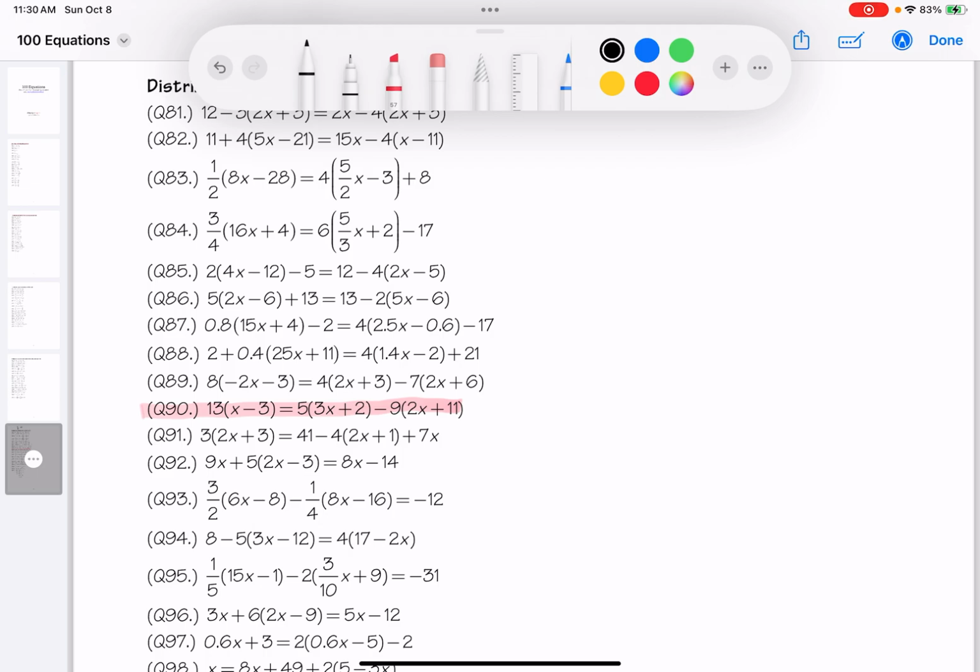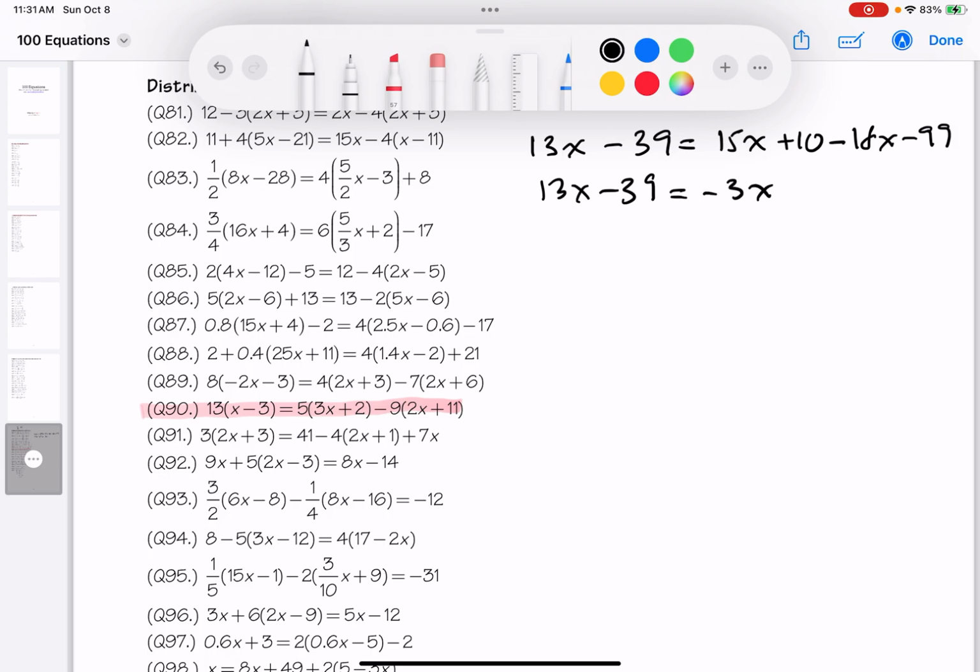And it's like I'm at the whiteboard, or the blackboard, depending how I look at it. We're going to get 13x minus 39, 15x, I'm simplifying it, plus 10, minus 18x, and minus 99. All right, let's keep going. 13x minus 39, and 15 minus 18 is minus 3. 10 minus 99 is minus 89.